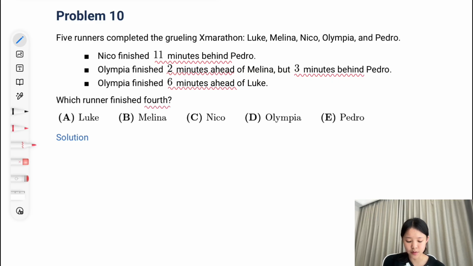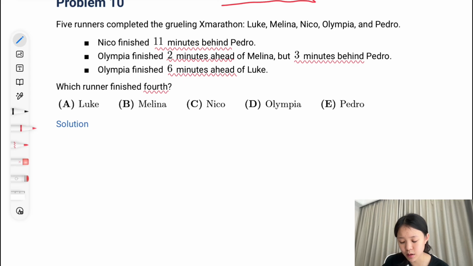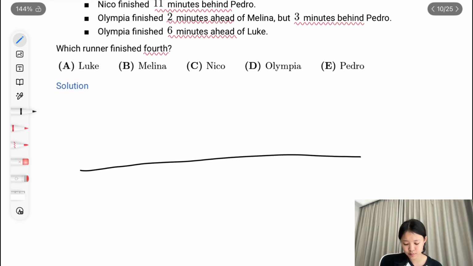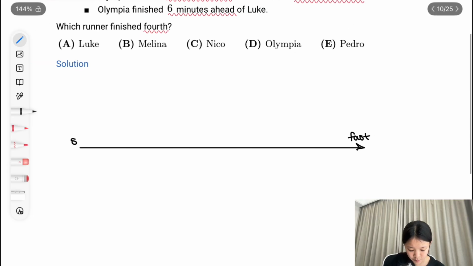It asks us which runner finished 4th, and it's important here that you double check when you're doing your solution. So it looks quite complicated because they give us 3 of these clues. But if you think about a marathon as basically just a linear line where you have some people that are faster and then some people that are slower, then we can simplify this problem into just a timeline, which makes it a lot easier to calculate and think about. Okay, so we have our timeline here, and on the right side we're going to put the fastest people, and on the left side we're going to put the slowest people.